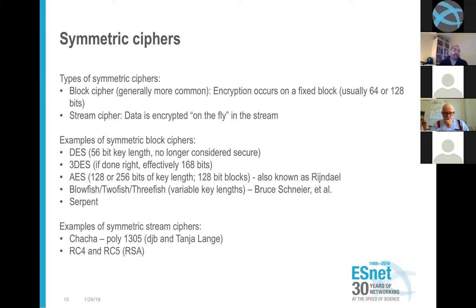A very common block cipher is DES, although DES, because of its short key length, is no longer considered secure. So it's been replaced by AES, the Advanced Encryption Standard, and that uses 128-bit or 256-bit key lengths. Another common one is Blowfish, and that has been replaced more recently by Twofish and Threefish. That's Bruce Schneier and a bunch of other people who worked on that. And there's another one called Serpent, which is actually a very strong cipher, but it's not used very commonly.